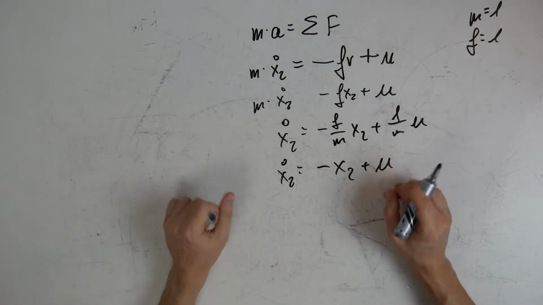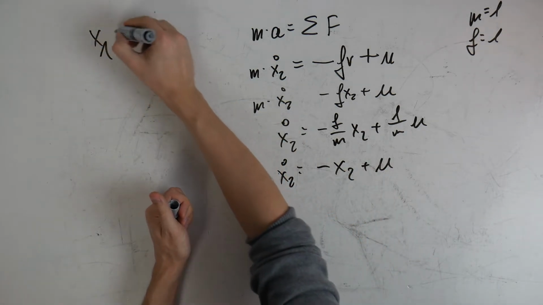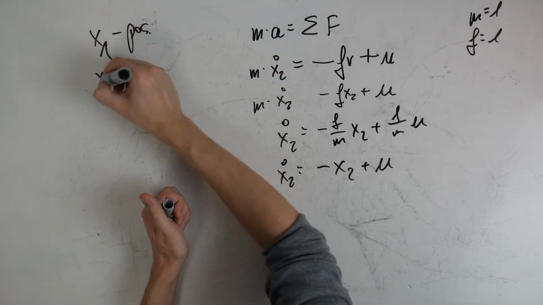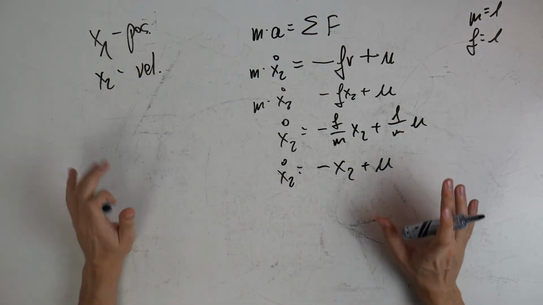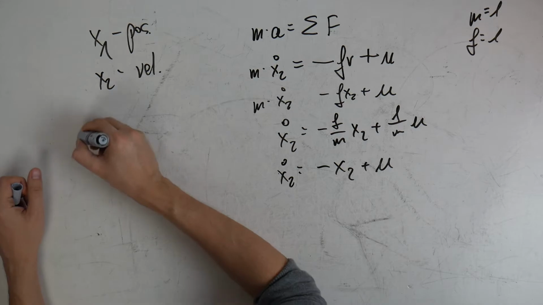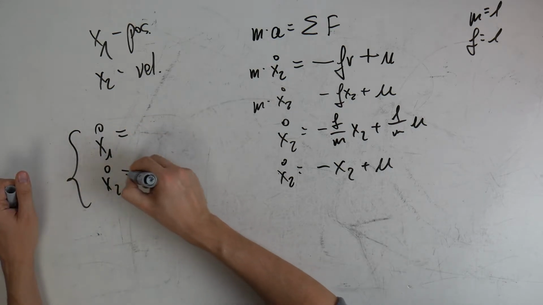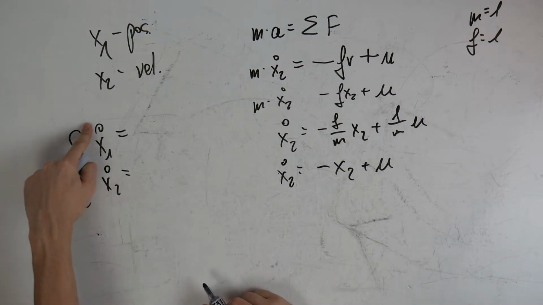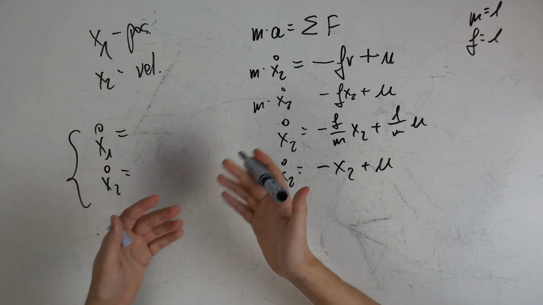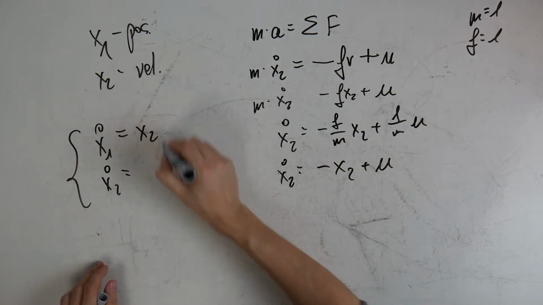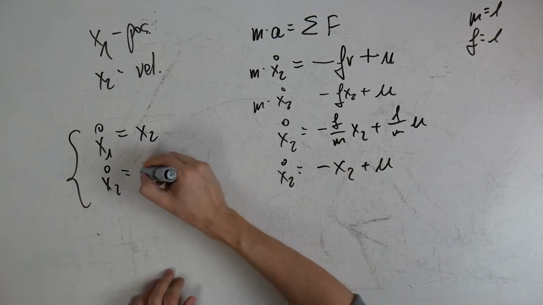Of course, I need the full set of equations. So if I've got x1 as position and x2 as velocity, in order to get the full state space equations for my system, I need a set of both derivatives. The change of position is, by definition, the first derivative of position, which is velocity. The change of velocity is acceleration.